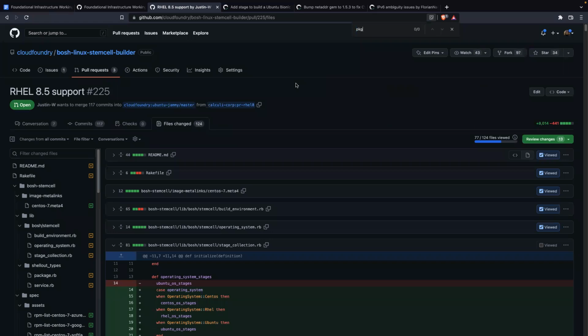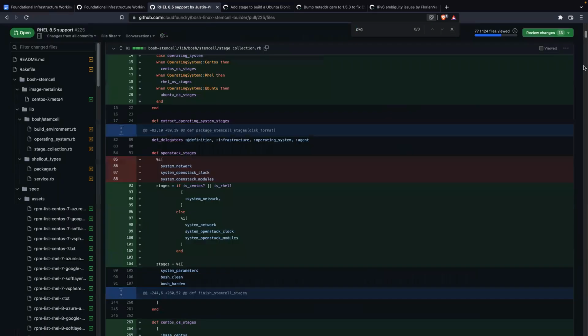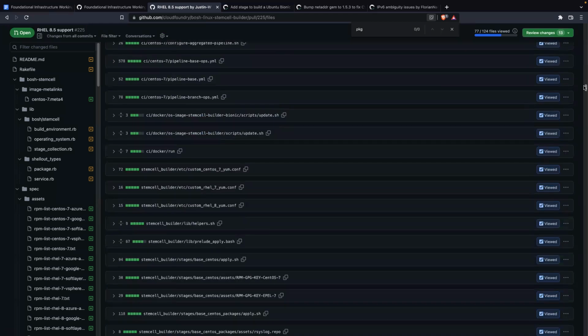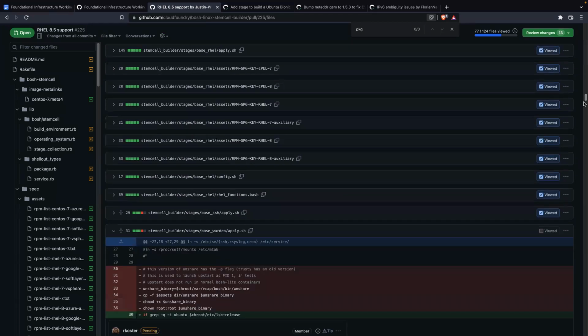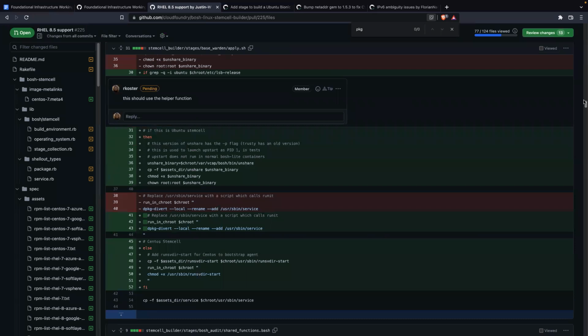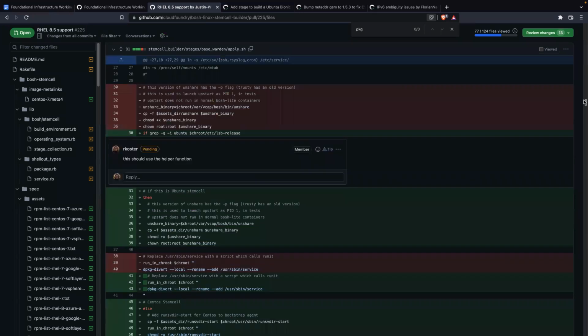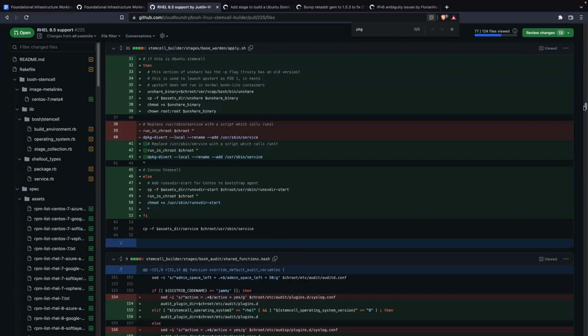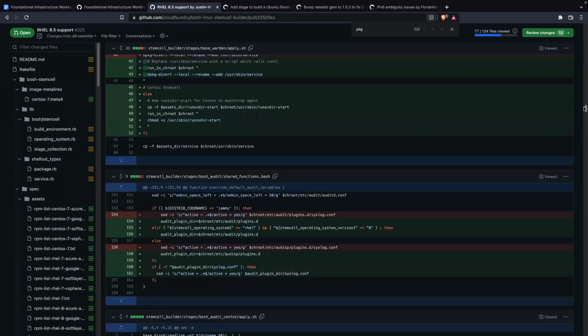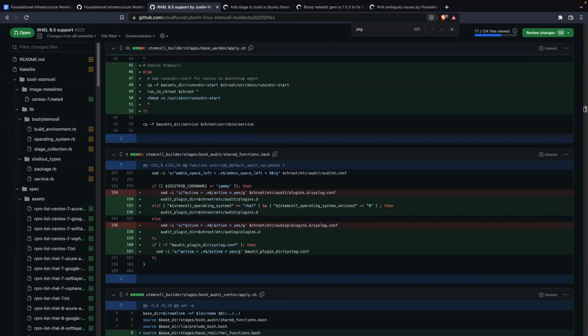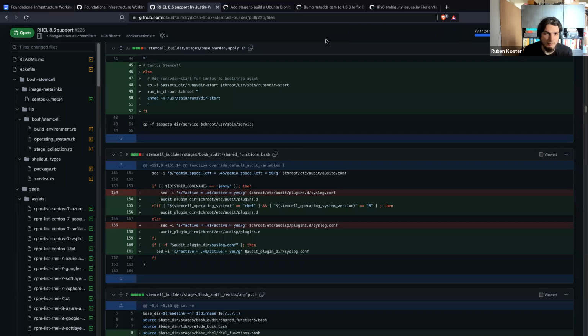Yeah, so either these specific Red Hat packages should go in their specific stage, or they should have the if block around it. Yeah, agreed. That's fine.